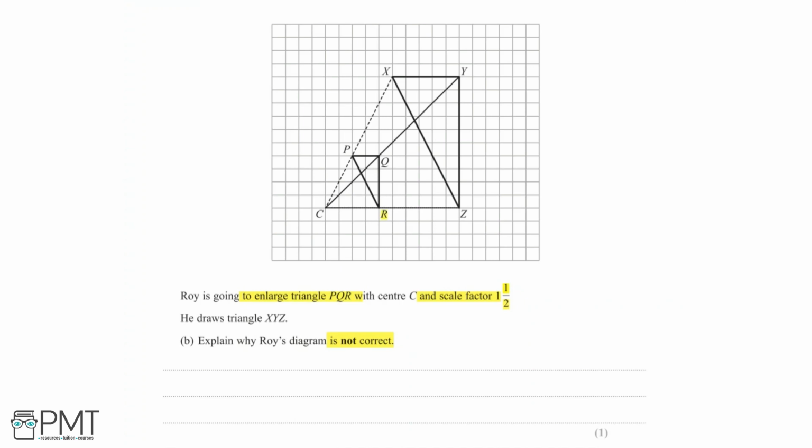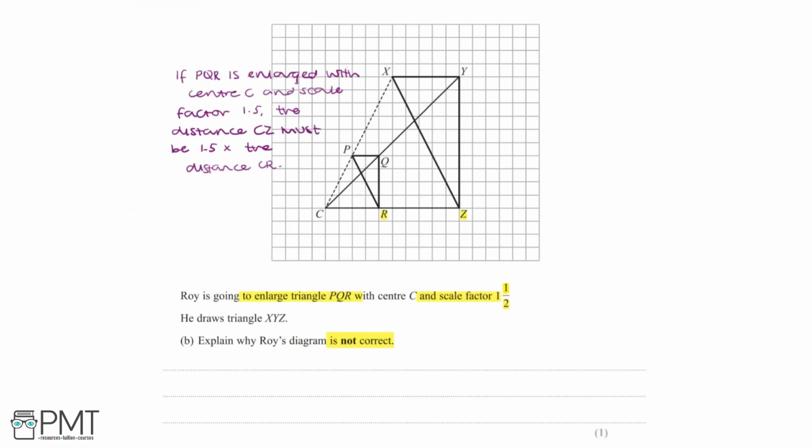Now we can see that point R and point Z are corresponding. Point Z is equivalent to point R, but on the enlarged triangle. And so if he's enlarged triangle PQR with a centre C and scale factor 1.5, the distance from C to Z must be 1.5 multiplied by the distance from C to R. Let's confirm if this is true. We can see that the distance between C and R is equal to 4 squares. 4 multiplied by 1.5 is equal to 6. And so if the triangle PQR is enlarged by scale factor 1.5 with centre C, the distance from C to Z should be equal to 6.